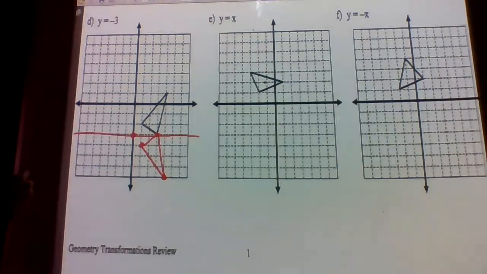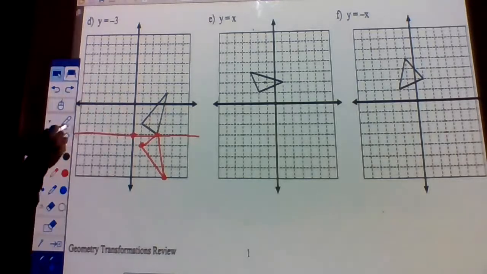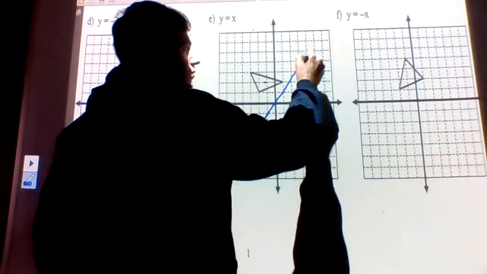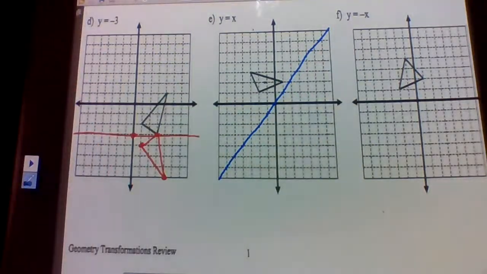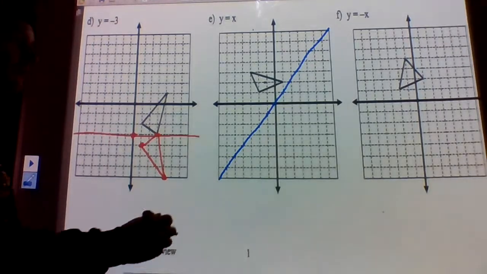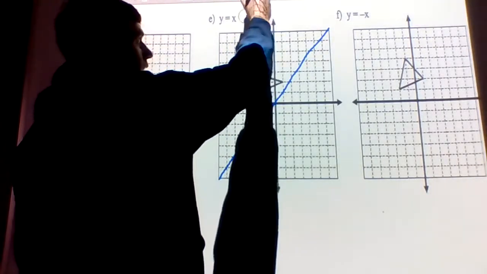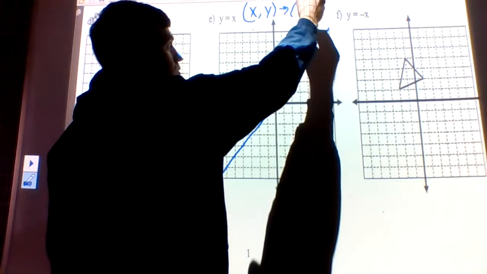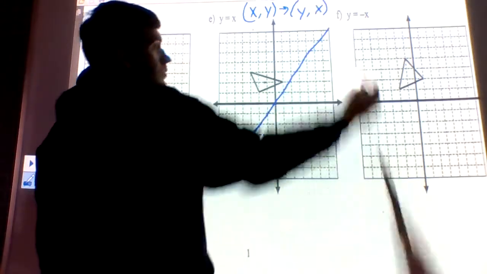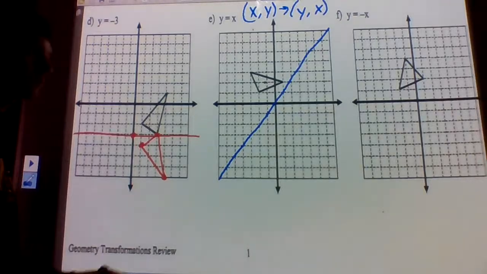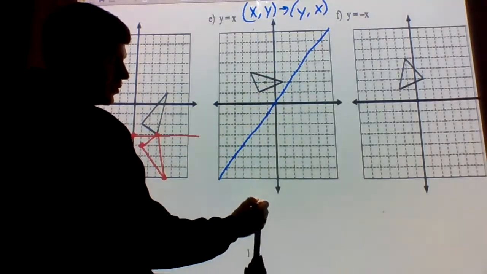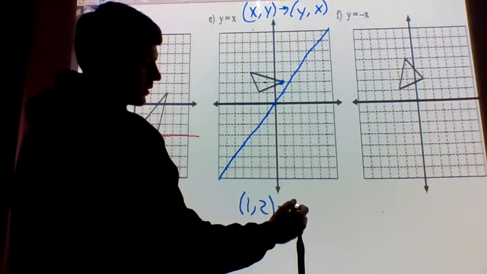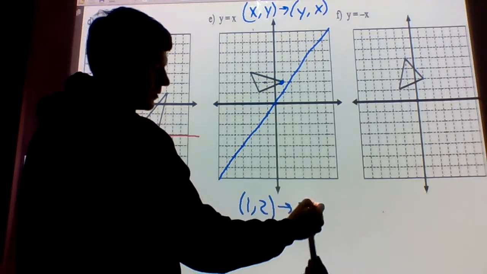Okay, the next one, y = x. So here is our line, y = x. Our rule for y = x, we need to use the rule here, is (x, y) is going to be reflected to (y, x). So we're simply switching the coordinates. So we need to find the coordinates first. The first one here, the blue one, is (1, 2). So that's going to become (2, 1).